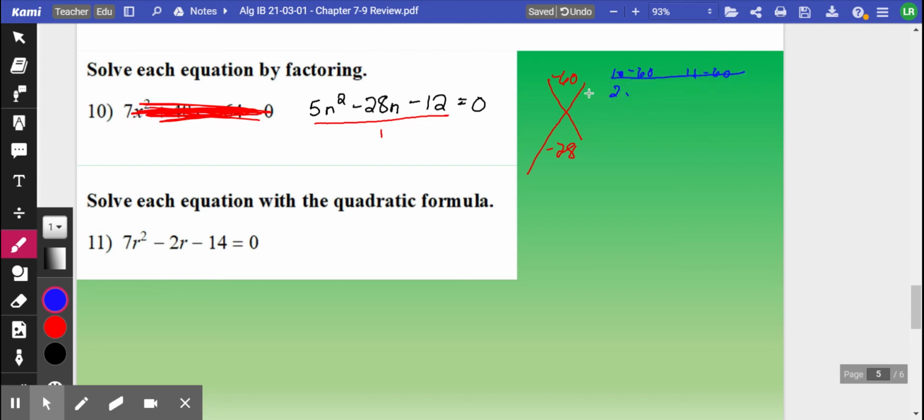Next number is 2. Negative 60 divided by 2 is negative 30. So that multiplies to be negative 60, and 2 plus negative 30, bada bing, bada boom, there it is. I have my two numbers. Now, we can use the shortcut.